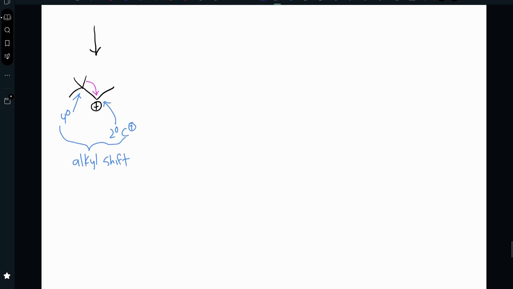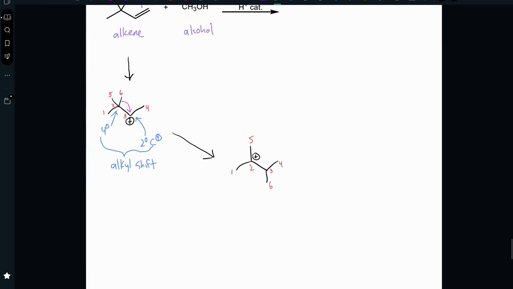When my methyl group slides over, that's now going to give me a new carbocation. I'm going to number my carbons to keep track of them. 1, 2, 3, 4, 5, and 6. 1, 2, 3, 4. 5 is still over here bonded to 2, but now 6 is bonded to 3. And we've taken electrons away from carbon 2. So now I have the tertiary carbocation on carbon 2.